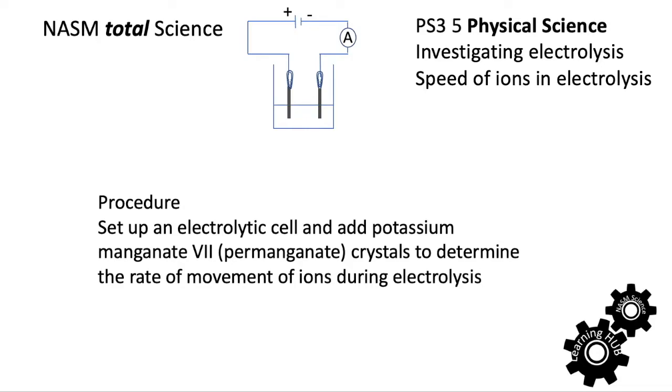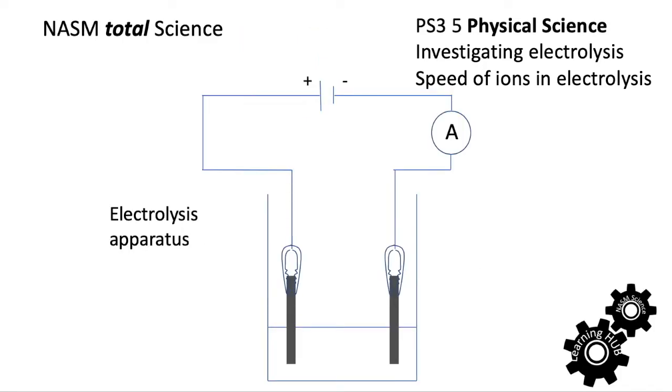So the first thing we have to do is to set up an electrolytic cell with sodium chloride as the electrolyte, and then we're going to add potassium manganate(VII), also known as potassium permanganate crystals, which will enable us to determine the rate of movement of ions during the electrolysis. So here's the apparatus, a diagram of it.